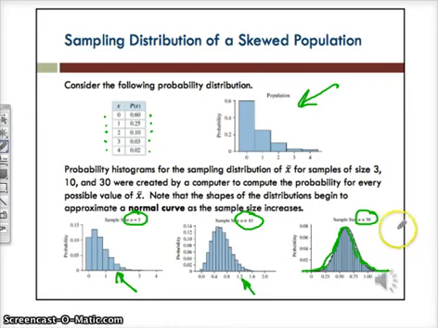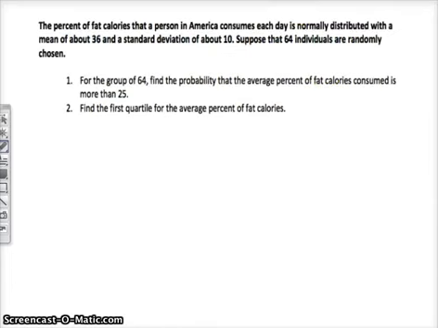Why is this important? The reason why this is important is we could apply what we've learned about the normal curve to a sample. That is just so cool. Let's go back to our problem and actually work it.